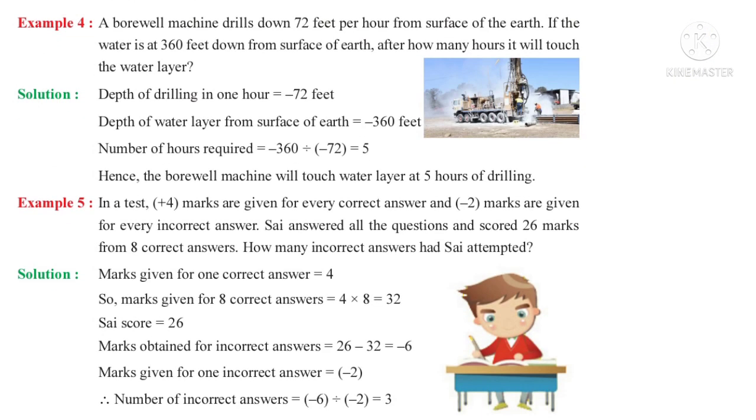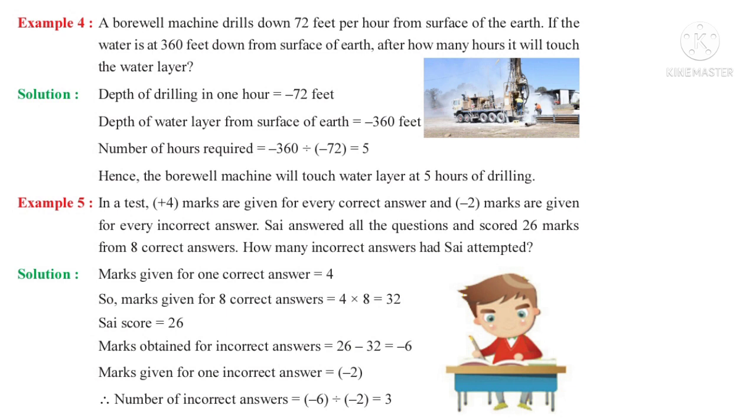Now let us see example 4. A borewell machine drills down 72 feet per hour from the surface of the earth. If the water is at 360 feet down from the surface of the earth, after how many hours will it touch the water layer?